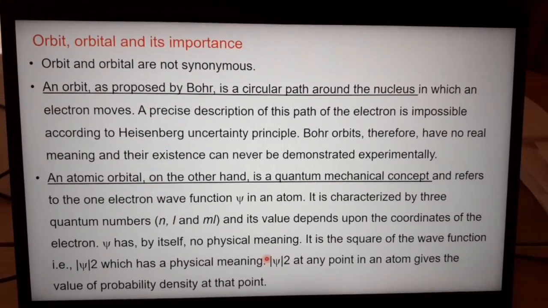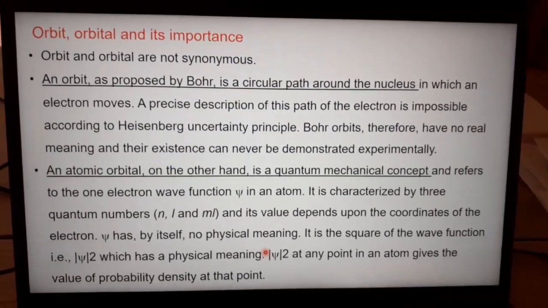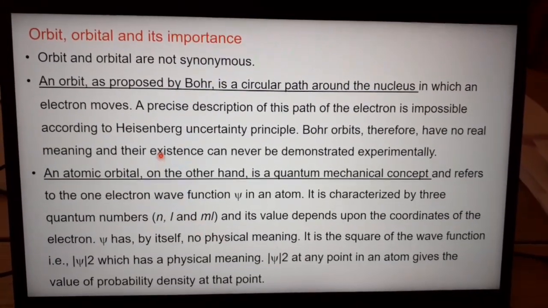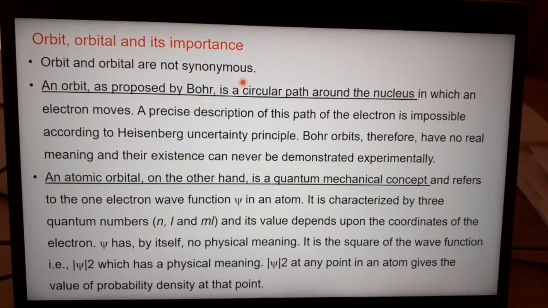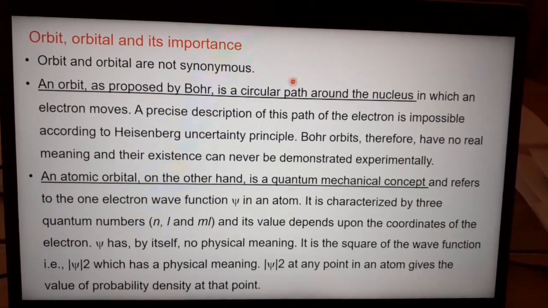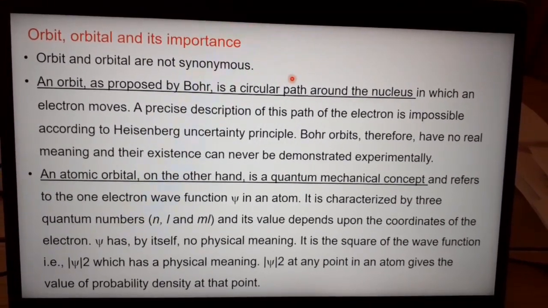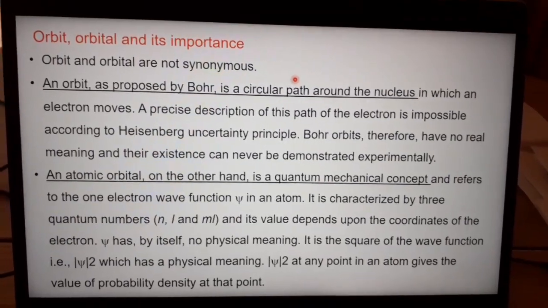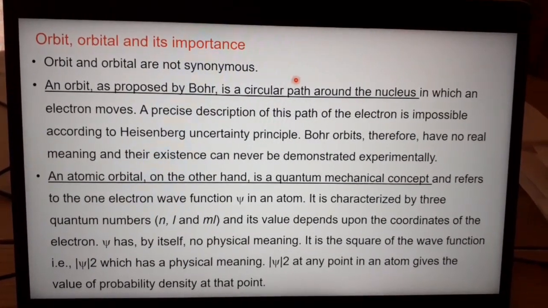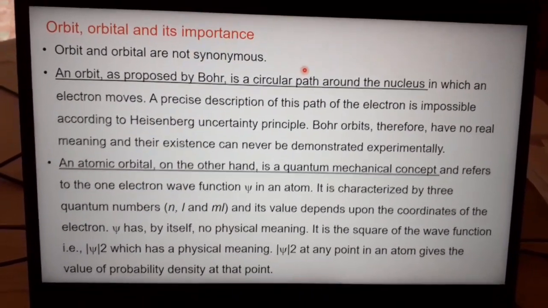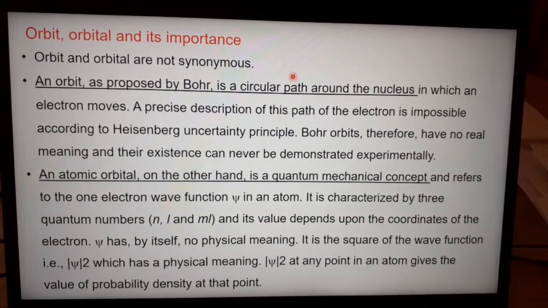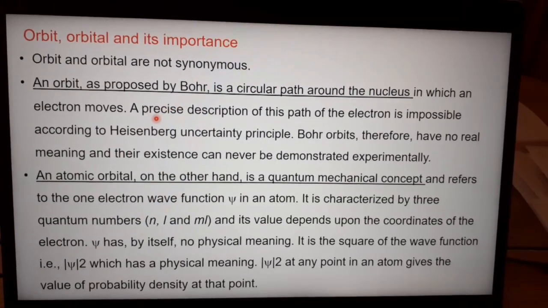Next, the orbit and orbital concept, and it's important. Orbit and orbital are not synonymous. An orbit was proposed by Bohr. In the Bohr model, the circular path along which the electrons move is considered an orbit.